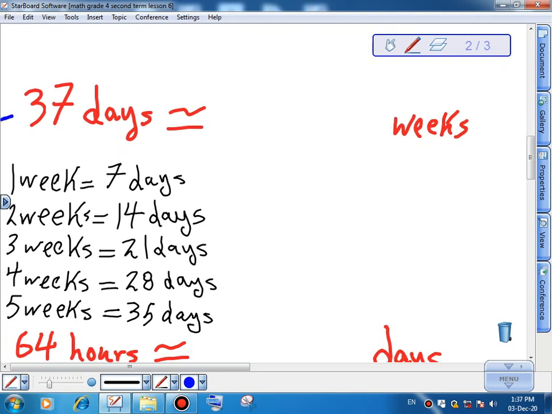So, another one: 37 days, approximate to the nearest weeks. What is the meaning of this? This means I need to know how many weeks I can get from these 37 days. I know that 1 week has 7 days, 2 weeks 14, 3 weeks 21, and so on.